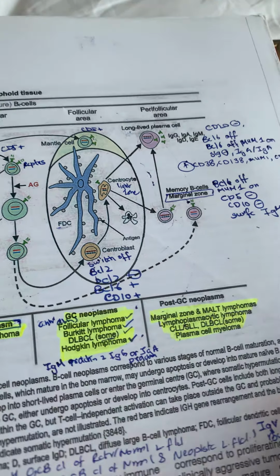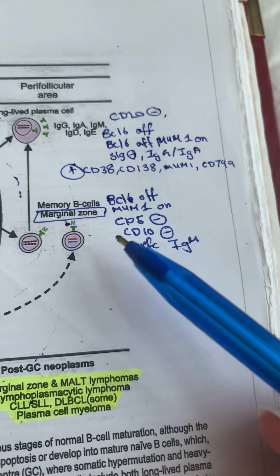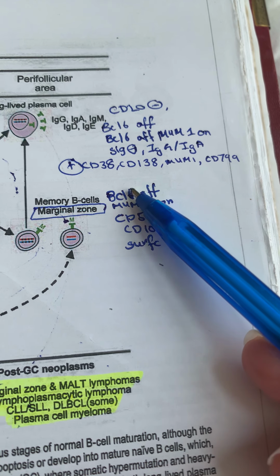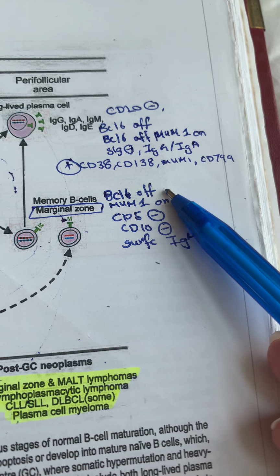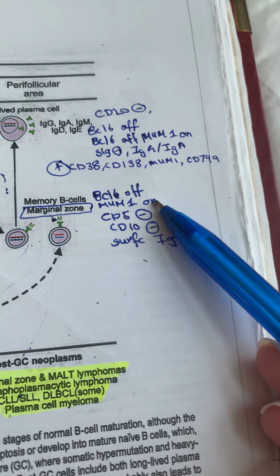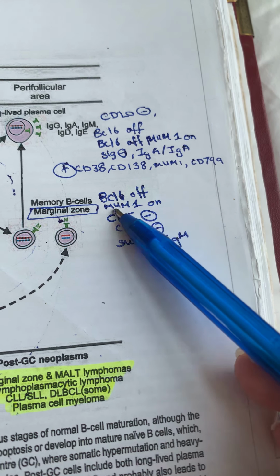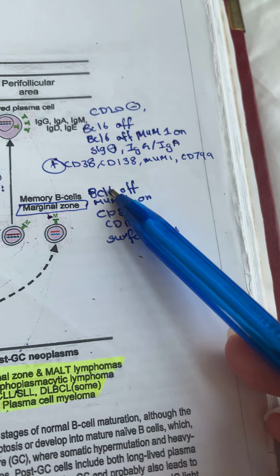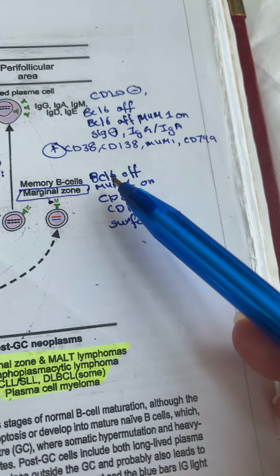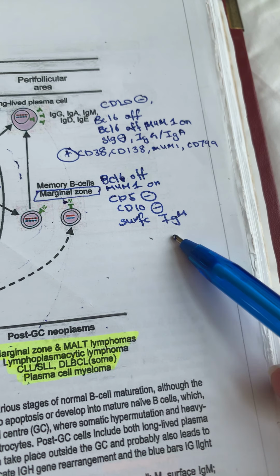Now this marginal zone cell will be CD5 negative, CD10 negative, BCL6 negative or switched off, and its MUM1 will be turned on. So basically, for this transition, they turn off BCL6 and turn on MUM1. You can't have a cell with both BCL6 and MUM1, right? So it will be either BCL6 or MUM1. Okay, and they have surface IgM.